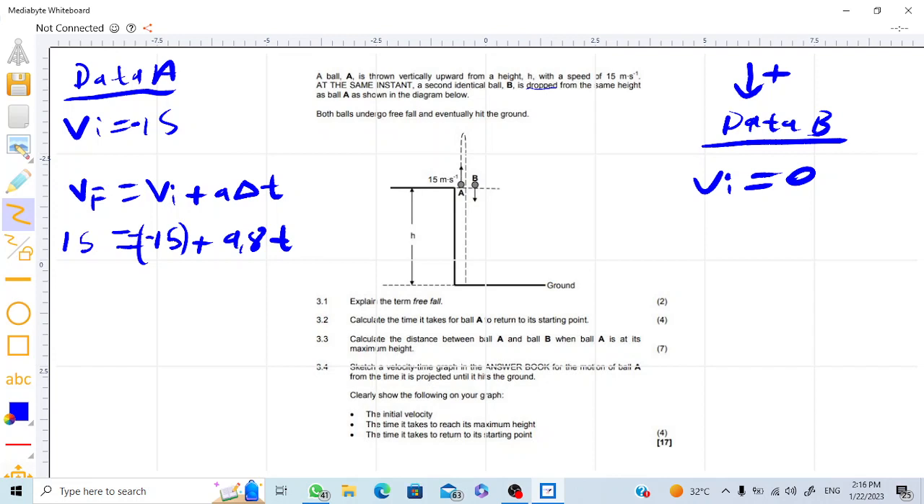Now, another thing that you might need to understand is the issue of time. The time that it takes for a ball to leave its starting point to maximum height, and from the maximum height to where it starts is the same, meaning that from here to maximum height it's half of the time taken from here back to its starting point.